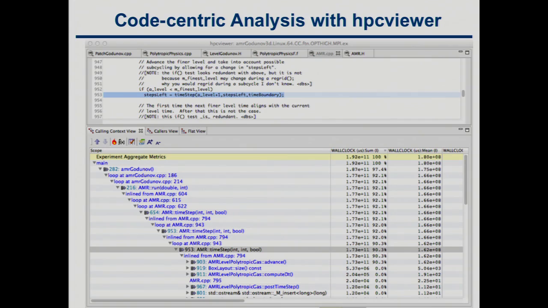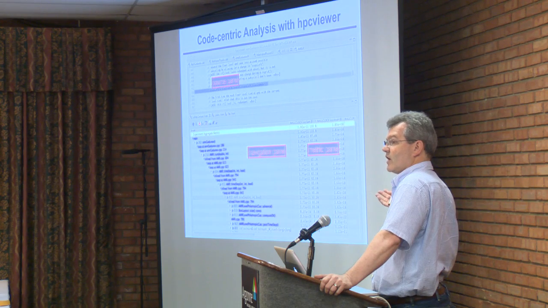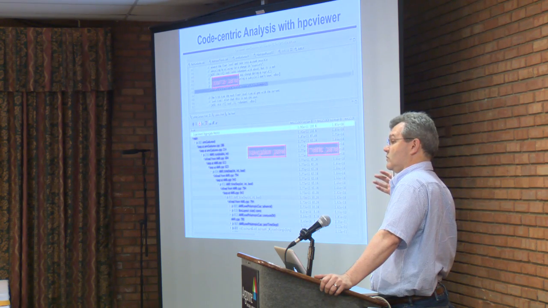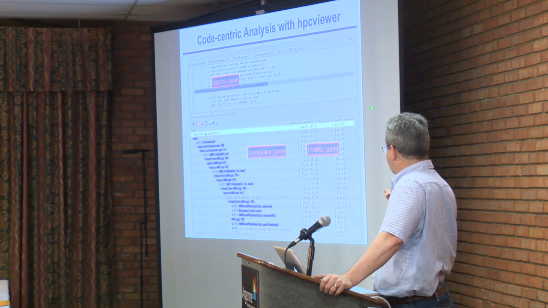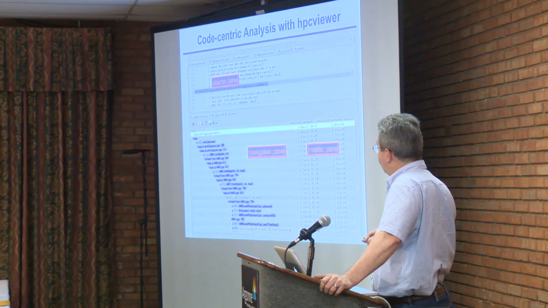So there are two primary interfaces for HPCToolkit. One is HPCViewer, which is a code-centric interface. What this shows you is a source pane, a navigation pane, and a metric pane. The metric pane contains information such as how much time you spent in a particular context, or with hardware performance counters, cycle counts or counts of cache misses, and those all appear in columns. The contexts are represented here in this navigation pane.